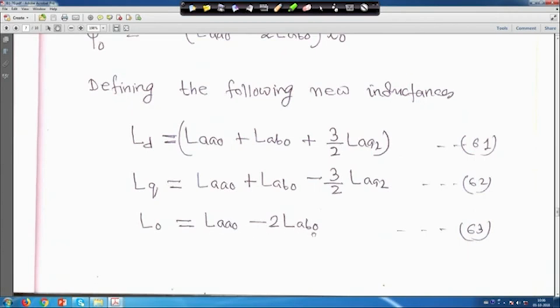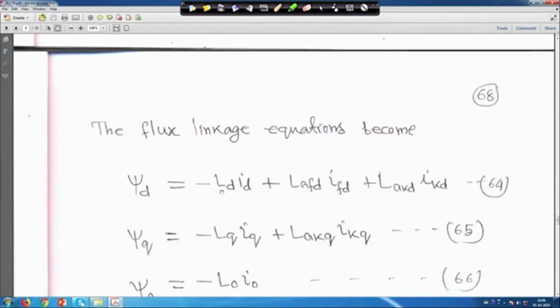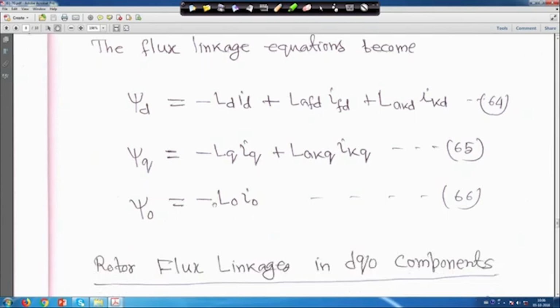Now, if you do so, then the flux linkage equation becomes psi d is equal to minus LD ID plus LAFD IFD plus LAKD IKD. This is equation 64. Similarly, psi q is equal to minus LQ IQ plus LAKQ IKQ. This is equation 65. Similarly, psi 0 will be equal to minus L0 I0. These are the psi d, psi q and psi 0 flux linkage equations.